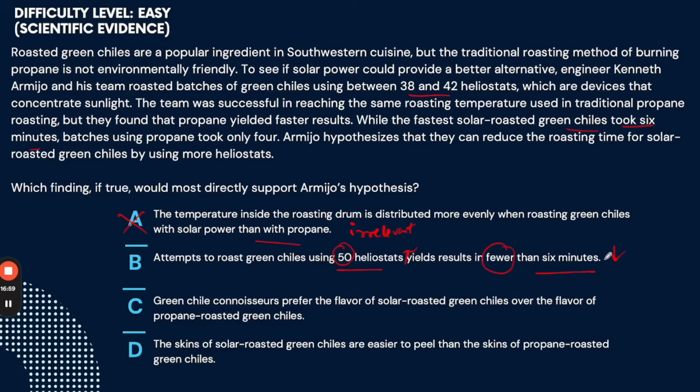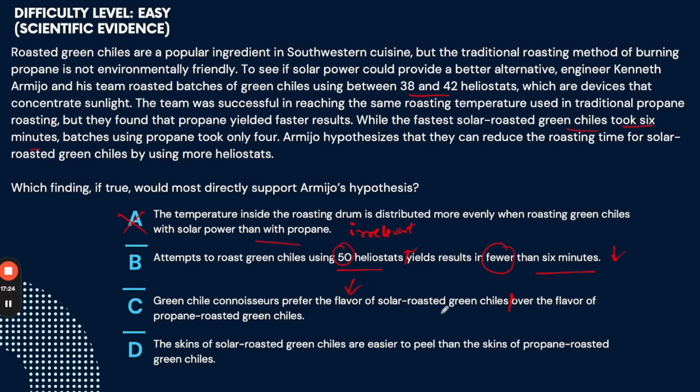But I will not directly mark this as the correct option and move ahead with the next question. I will have to eliminate the rest of the options. Guys, it's very crucial that you eliminate all your options and then reach your correct option. Let's look at C now. Green chile connoisseurs prefer the flavor of solar roasted green chiles. Okay, now I can just stop here. You know why? Because they're talking about the flavor.